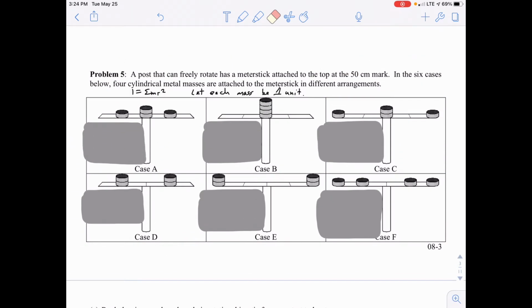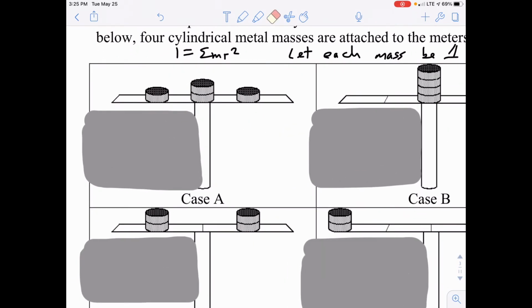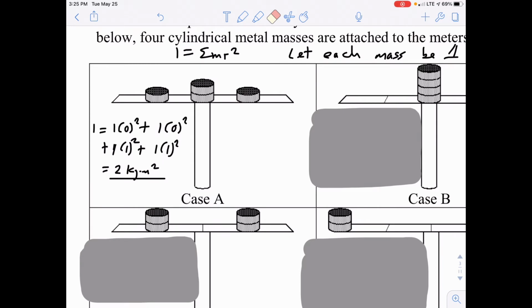So recall, ladies and gentlemen, that the rotational inertia for a point mass is mr squared, and when you have several point masses, you simply add your mr squareds. Let's let each mass be one mass unit. Case A. Again, pause the video as necessary to complete your calculations.